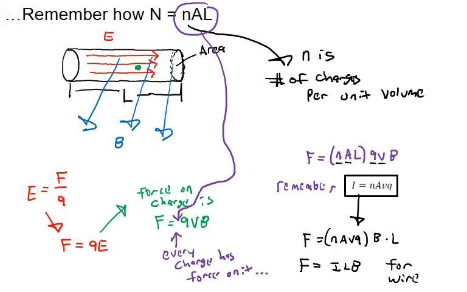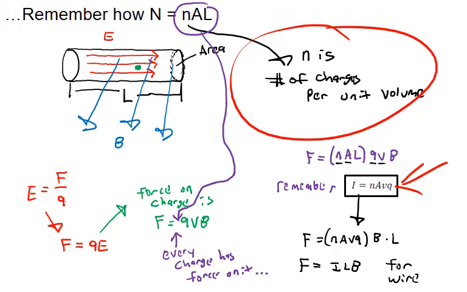And so it's important to be able to see that, so that you'll be able to connect the idea of how we got current with this idea of the force on bunches of charges, right? That's what n is. It's tons and tons of charges over that length. And yeah, we can get the force on that wire.